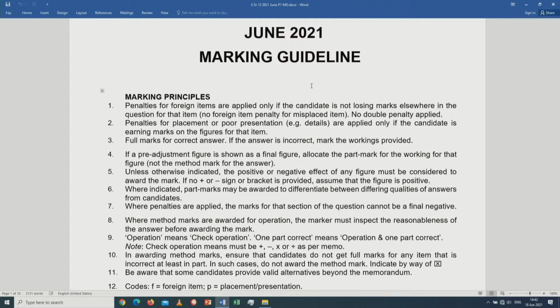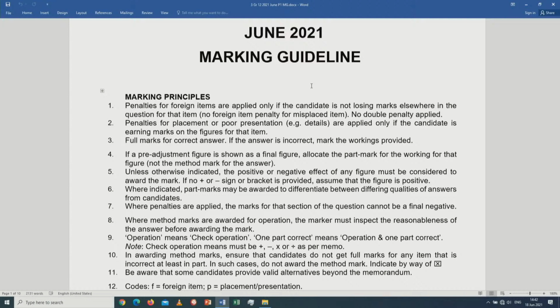Learners can use foreign items like writing debtors control in the income statement, writing equipment in the income statement, and so on. So those are regarded as foreign items. So we need to make sure that we don't double penalize a learner, and then no foreign item penalty for misplaced item.